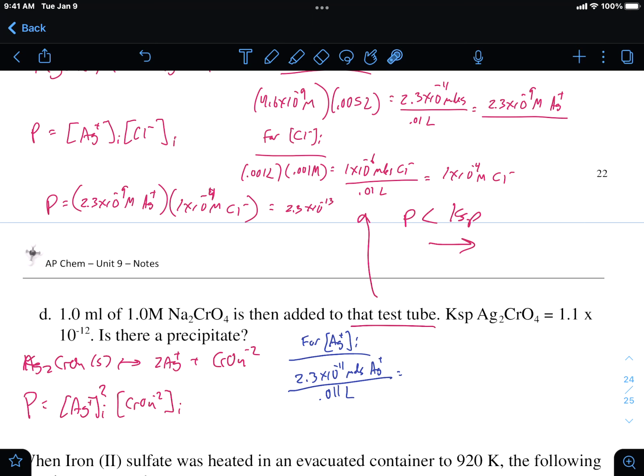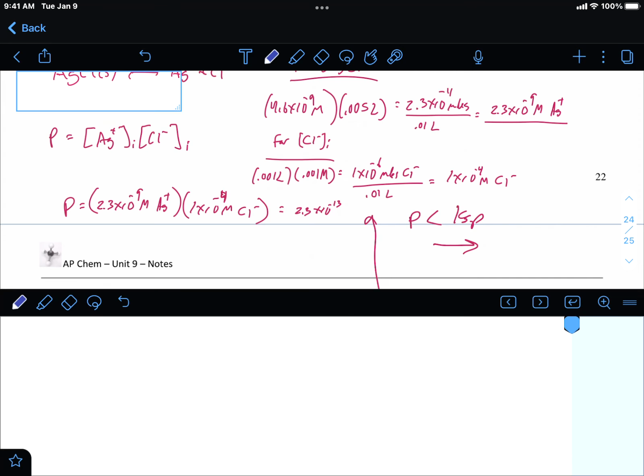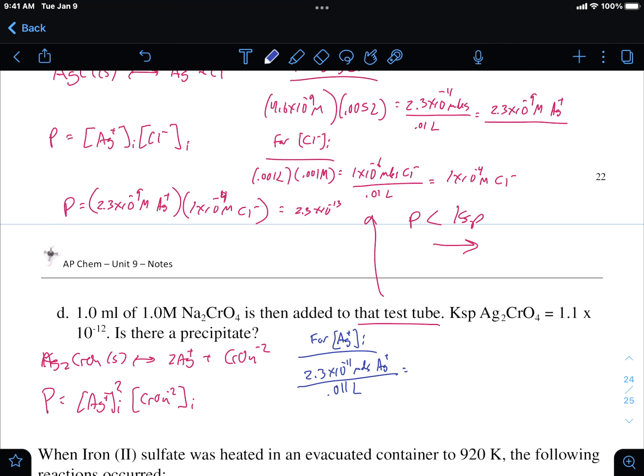That makes sense, guys? You see where I'm getting this number from? Earlier, when we calculated the moles of silver up here, and we divided by 10 milliliters to get the concentration, the amount of silver is still the same, so it's the same number of moles. The only difference is we're dividing it now by 11 milliliters. So, 1 times 10 to the minus 9 molar silver.